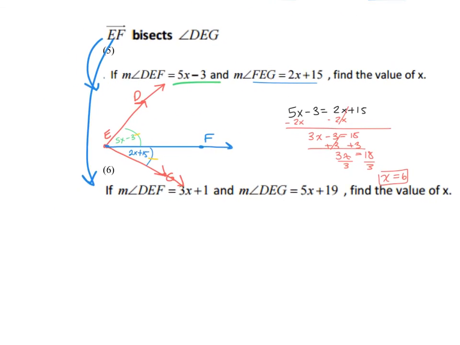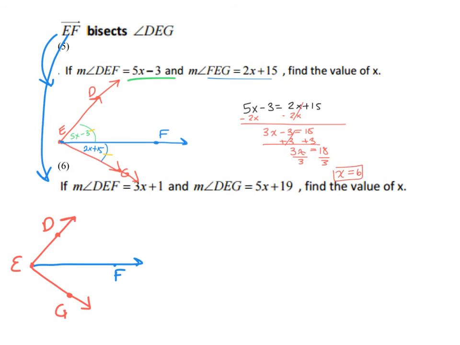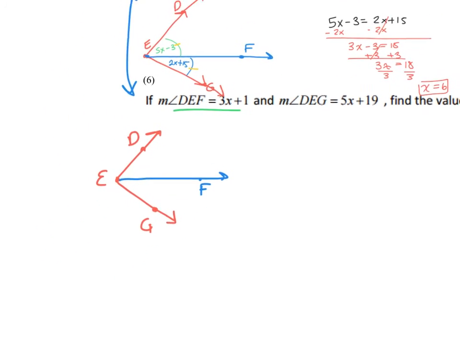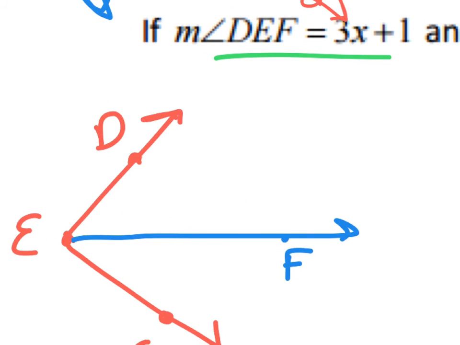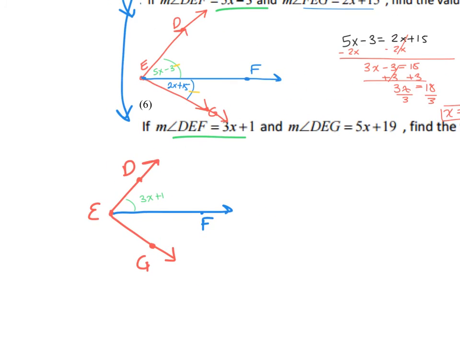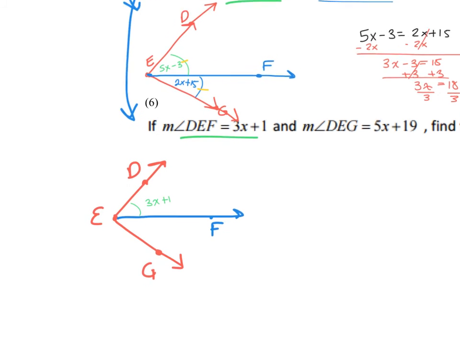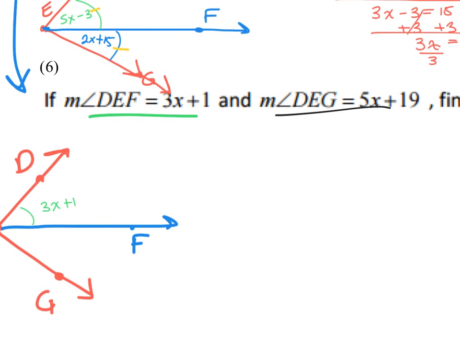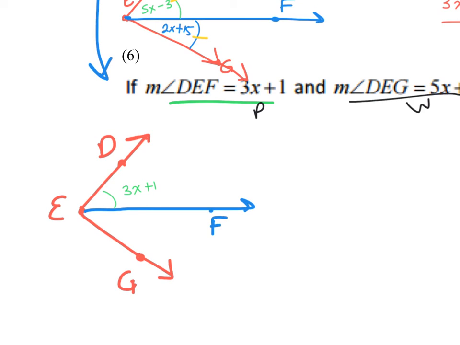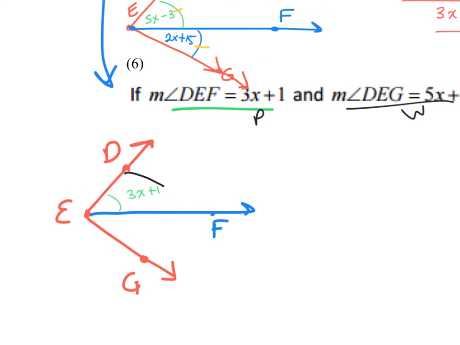Now we're doing the exact same visual down below. I'm going to draw it in. So in this question, I know that the measure of angle DEF is 3x plus 1. So I'm going to put that in my image. DEF is 3x plus 1. And the measure of angle DEG is 5x plus 19. Well, if I look, DEG is my whole. So I have a part and a whole. So I know that my whole angle has to be 5x plus 19.